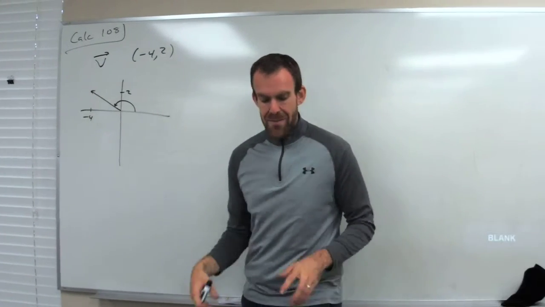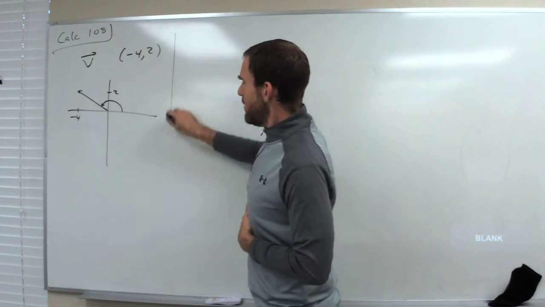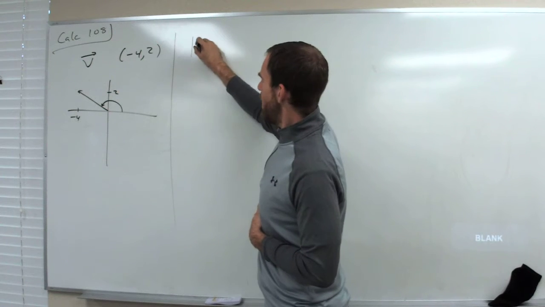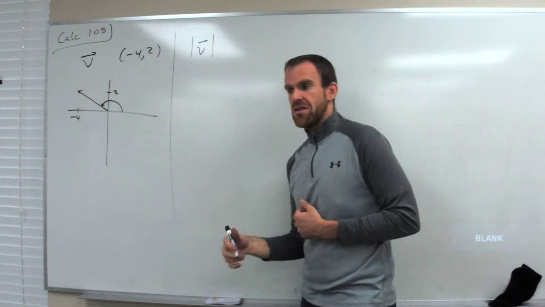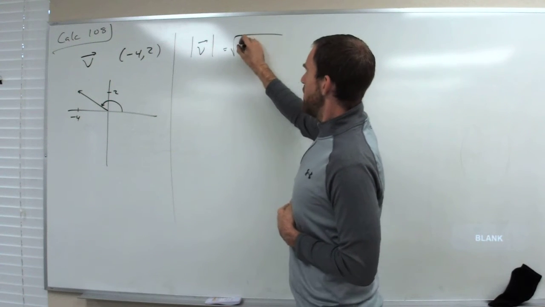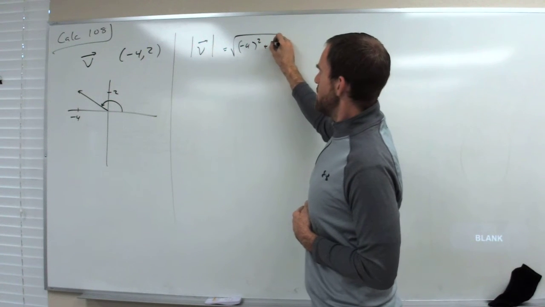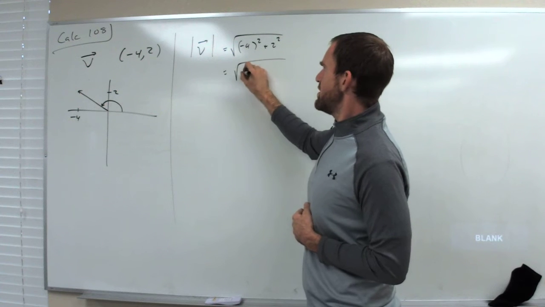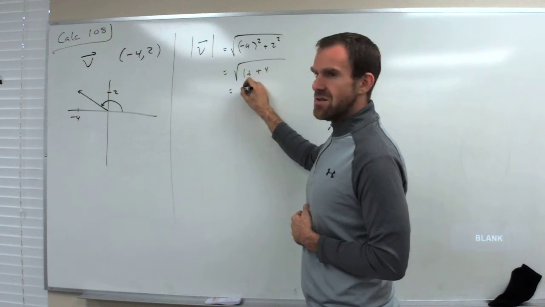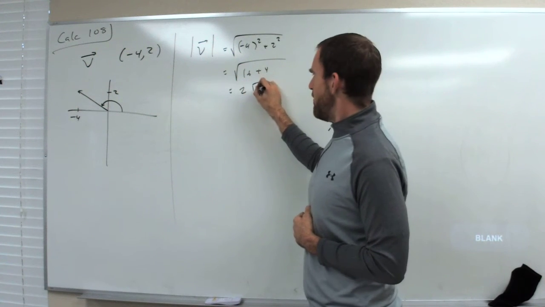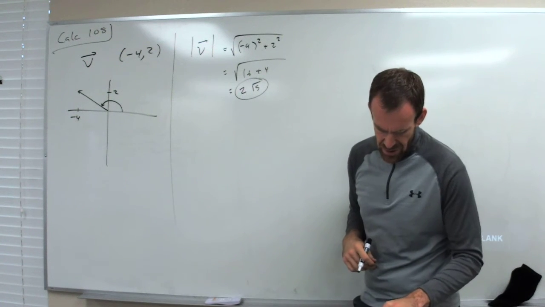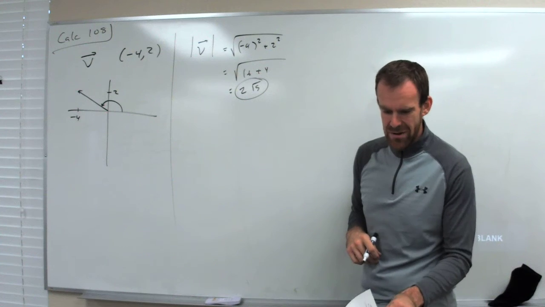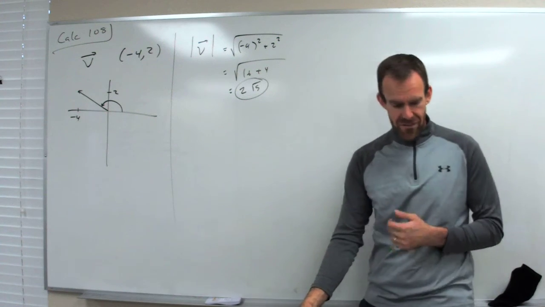So how do I find the magnitude of the vector v that we just talked about? Well, we'll write magnitude of v like that, and you simply use the Pythagorean theorem. So it's the square root of -4 squared plus 2 squared, which is the square root of 16 plus 4, which is 2 square root of 5, or the square root of 20. Simple enough. Now we move on to more complicated tasks, like adding vectors.